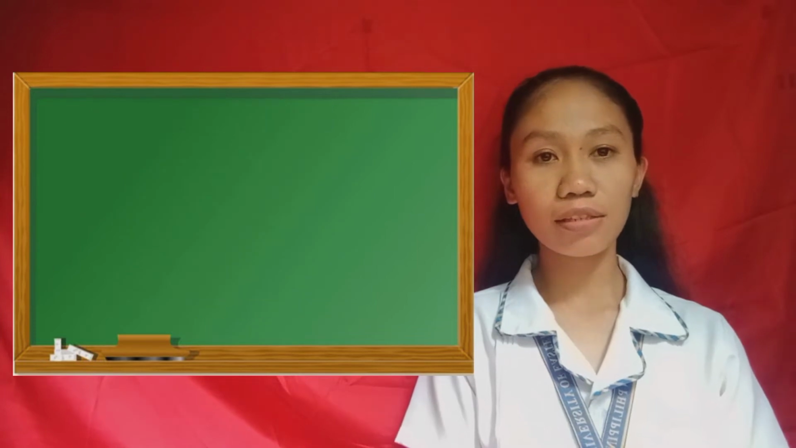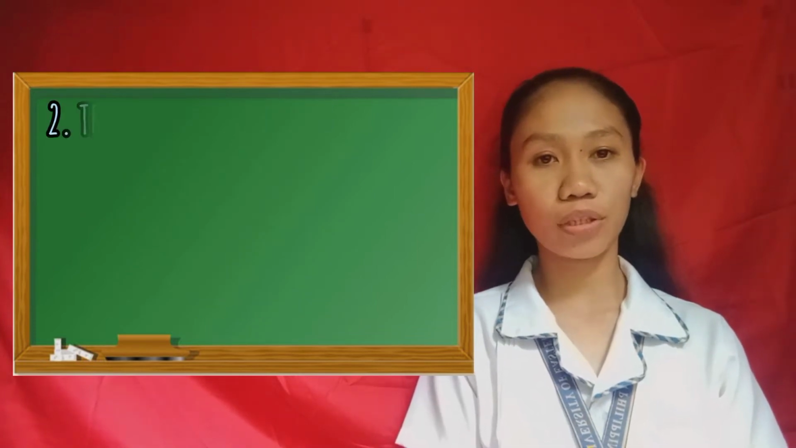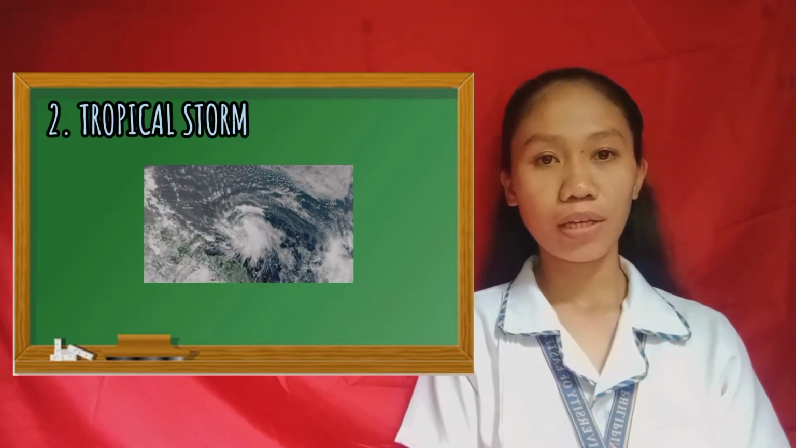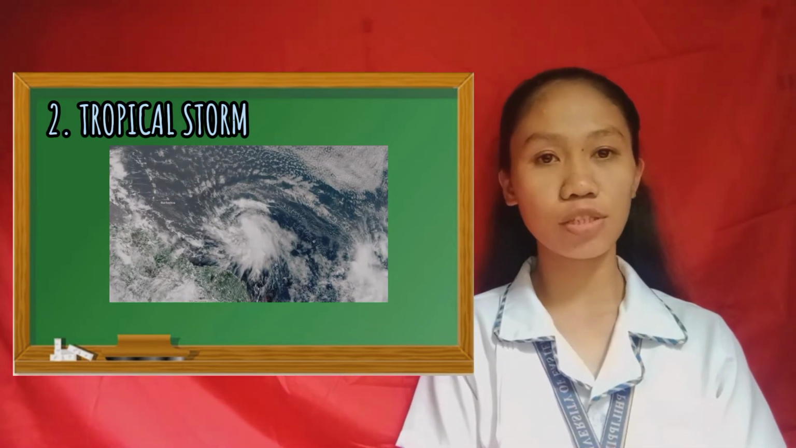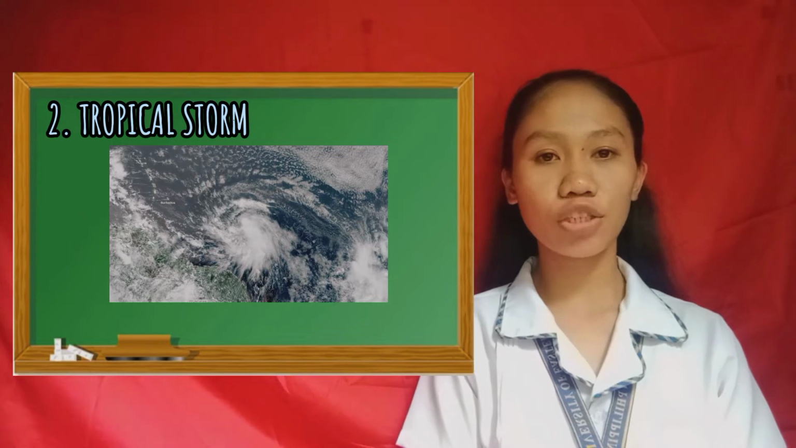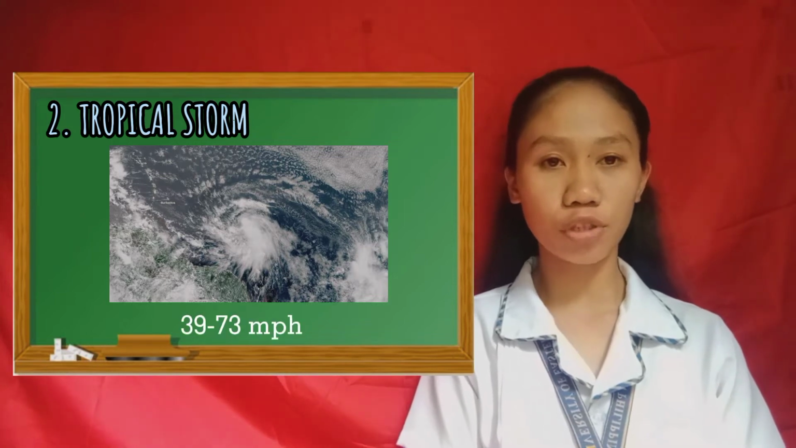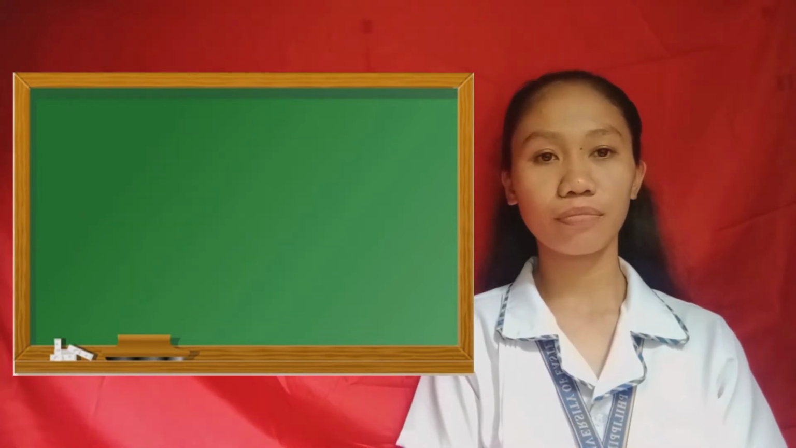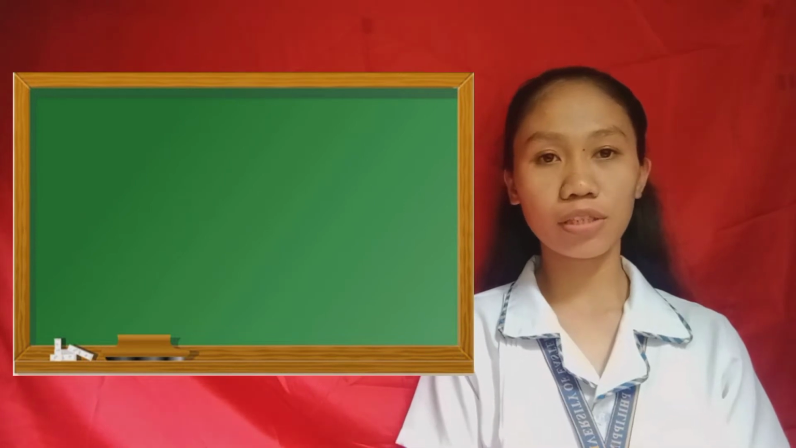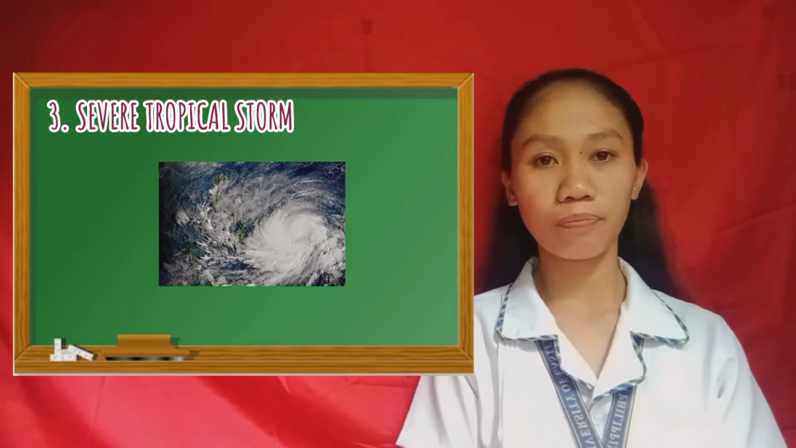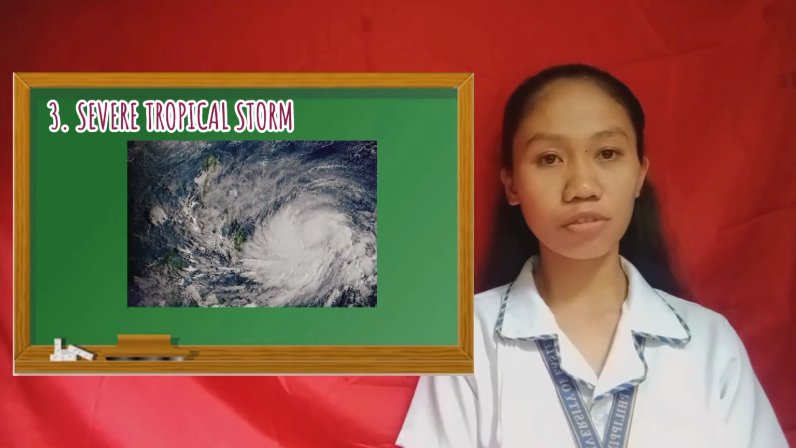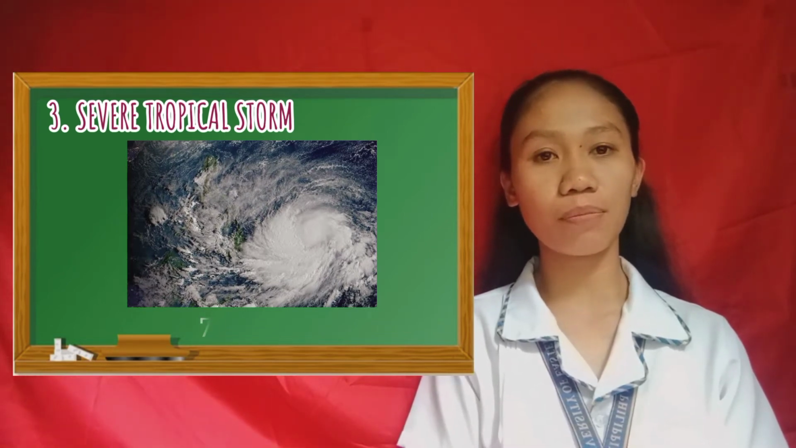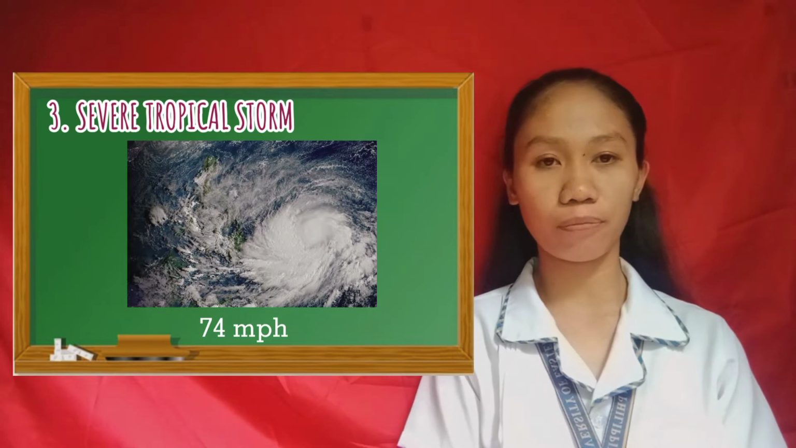The second category of typhoon is the tropical storm. It is a tropical cyclone that has maximum sustained surface winds ranging from 39 to 73 miles per hour. The third one is a severe tropical storm, which is designated as a tropical cyclone when it reaches wind speed of 74 miles per hour.